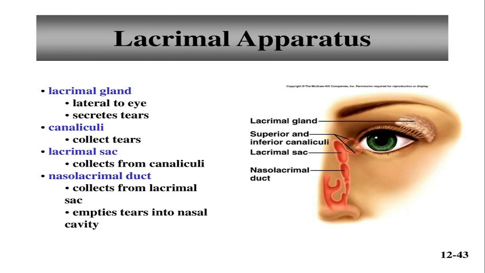The lacrimal sac then empties into the nasolacrimal duct, which is a tube that runs from the lacrimal sac to the nasal cavity. The nasolacrimal duct opens into the inferior meatus of the nasal cavity, beneath the inferior nasal concha. The tears drain into the nasal cavity and are eventually swallowed or blown out of the nose.